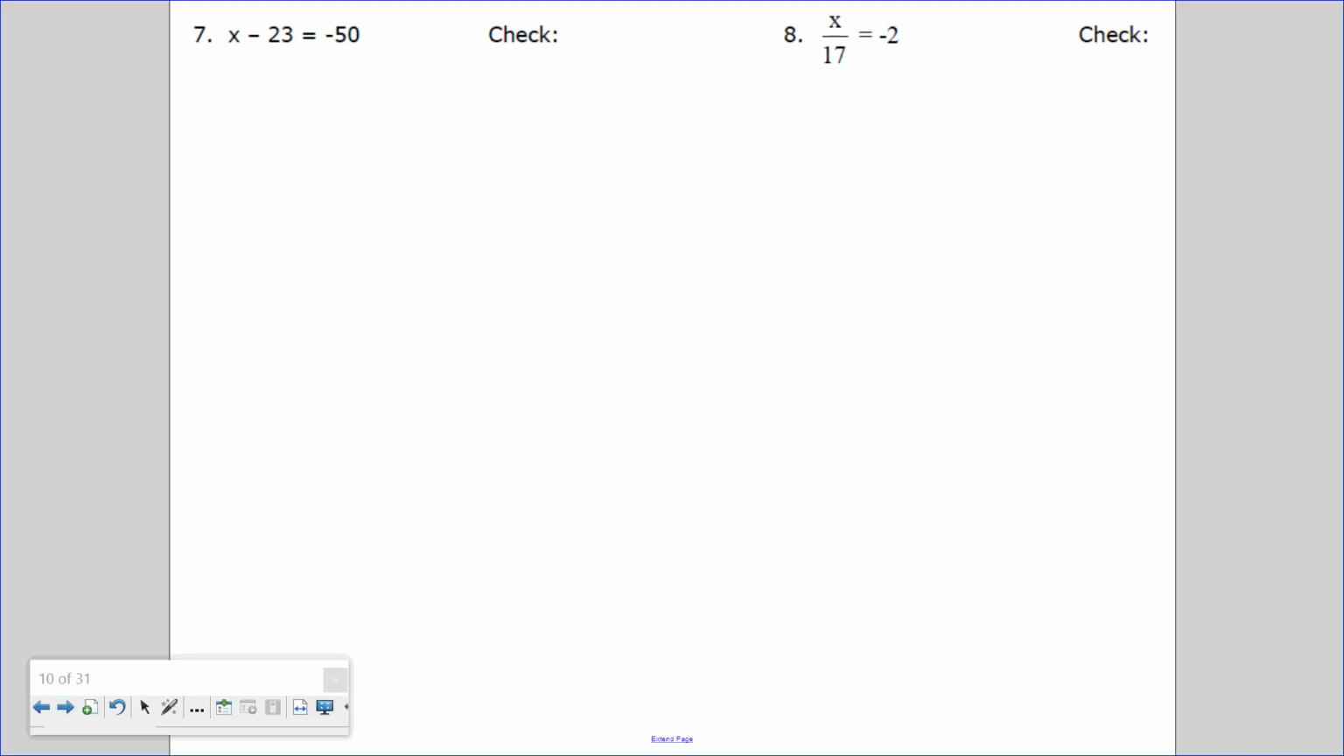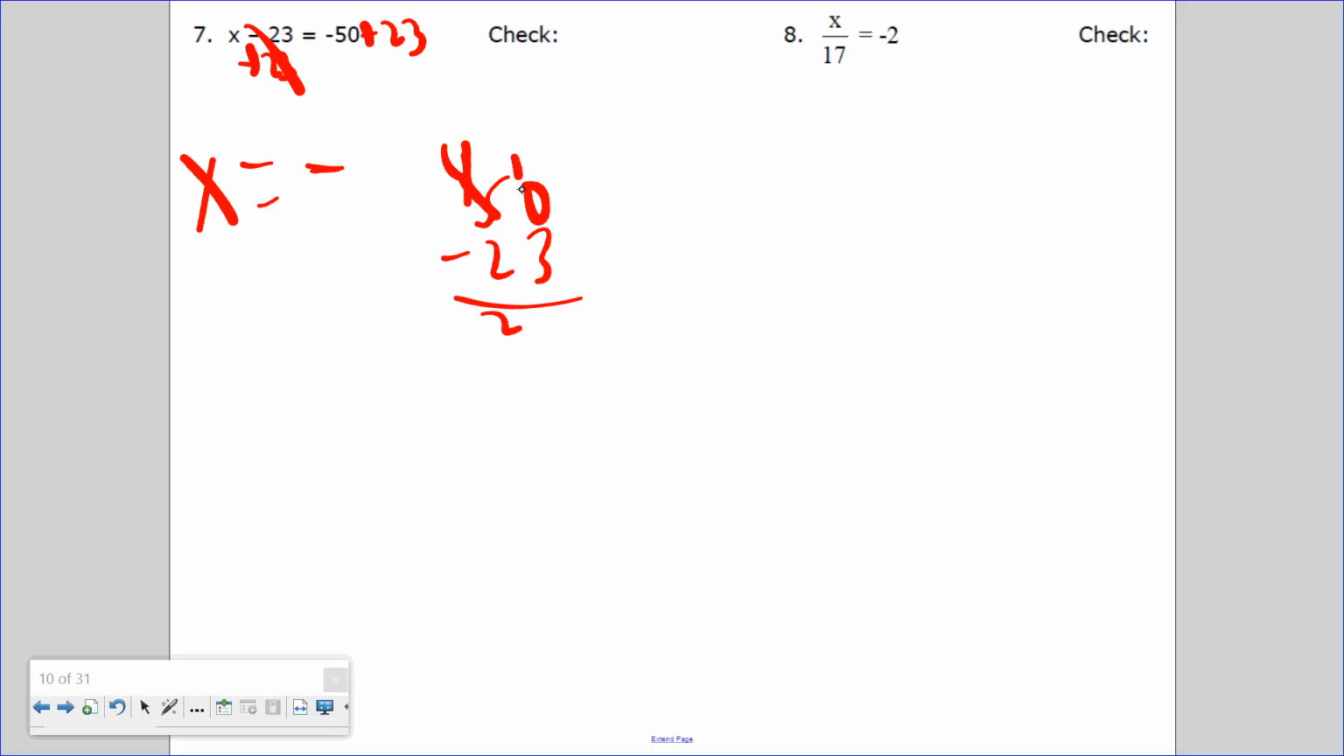Number 7, x minus 23 equals negative 50. I need to isolate the variable x. What is the inverse operation of minus 23? Plus 23. Plus 23 cancels out. So we have 50 negatives and 23 positives. We have more negatives. By how many? 50 minus 23 is 27, so negative 27.